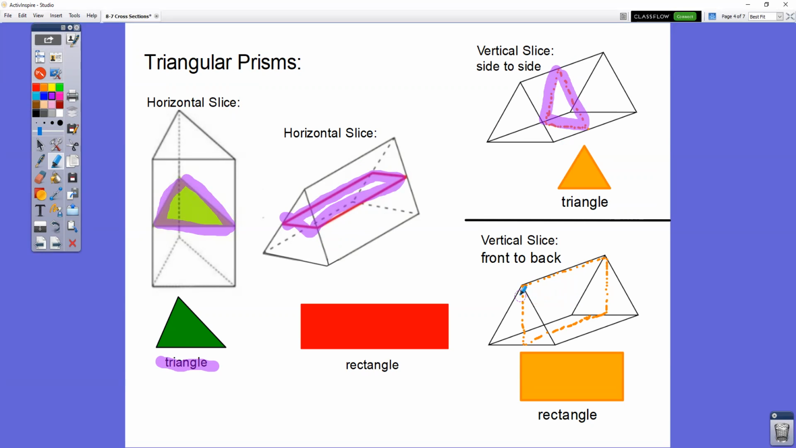If we sliced it from the front to the back, so take a look at the top of the triangle. If we slice it right down the middle, going from the top to the bottom, right along that edge at the top, right along the tip at the top, and we cut it like that and open it up, the shape that you would actually see there is a rectangle.